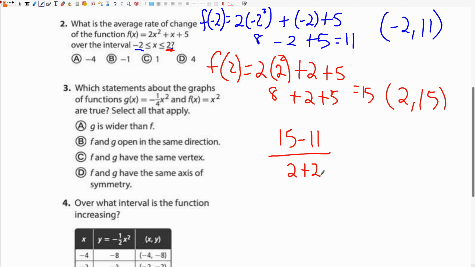It would be 2 minus -2, right? So that would be 4 over 4. So it's 1. It equals 1. So it's C. So it is C. All right.